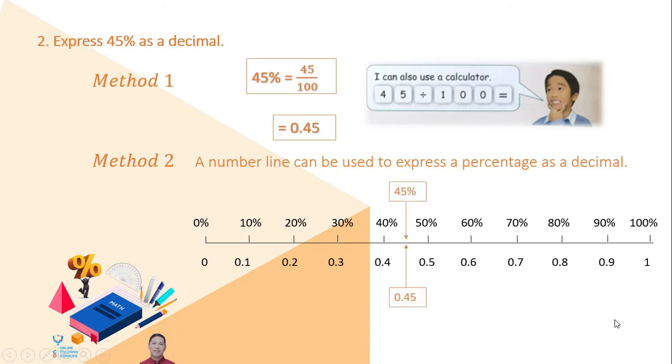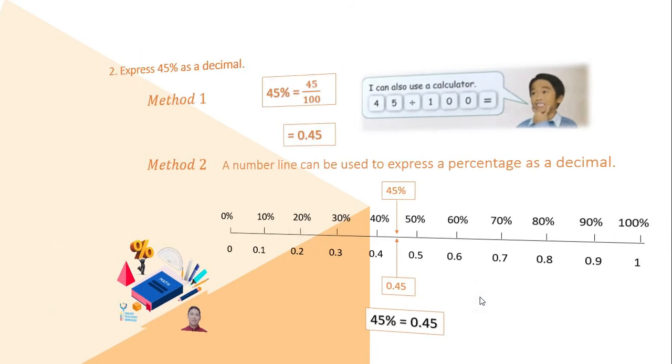Now, if we are going to locate 45% on the number line, then 45% is in between 40% and 50%. And this 45% is actually equivalent to 0.45, because 0.45 is also in between 0.4 and 0.5. So therefore, we can say that 45% is equivalent to 0.45.